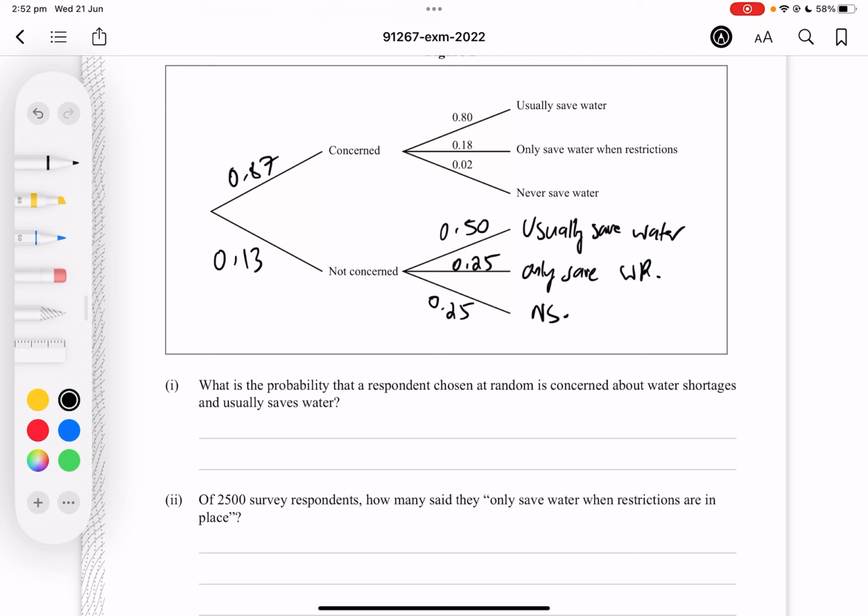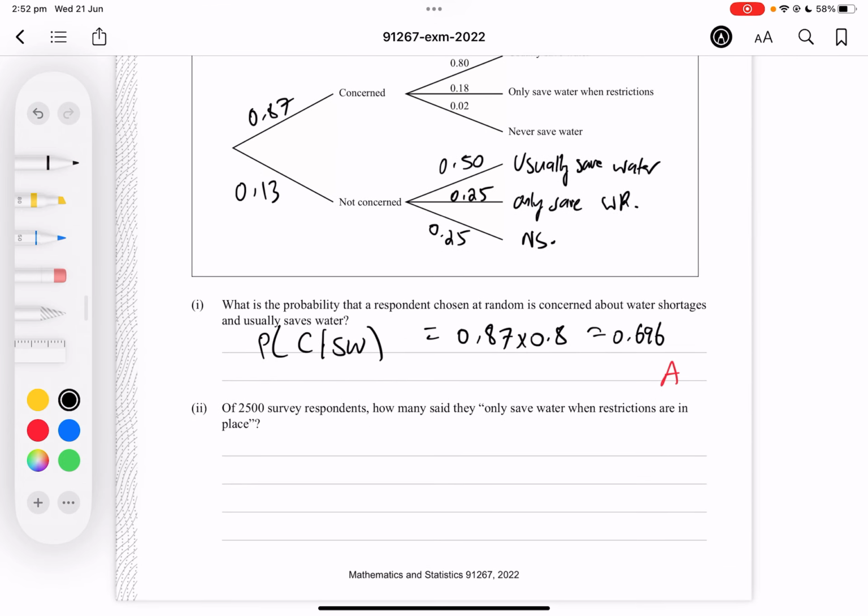What is the probability that a respondent chosen at random is concerned about water shortages and usually saves water? So we know that P of concerned and saves water is equal to 0.87 times 0.8. And that should be equal to 0.696. And that's an achieved level question.